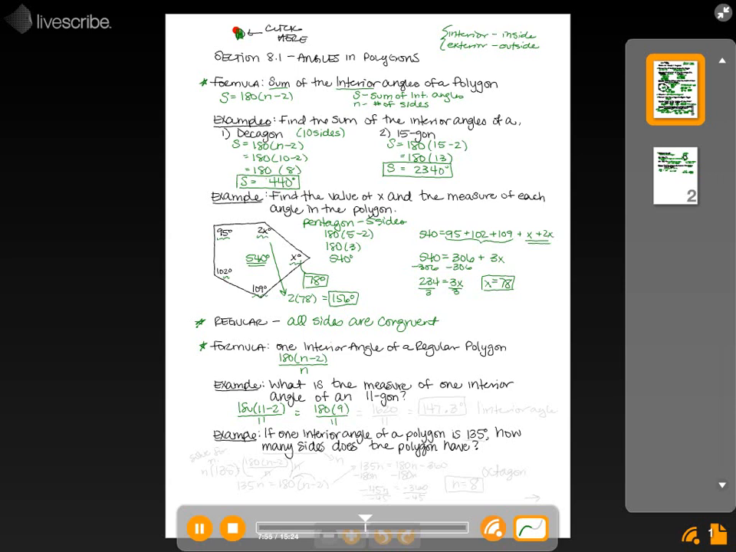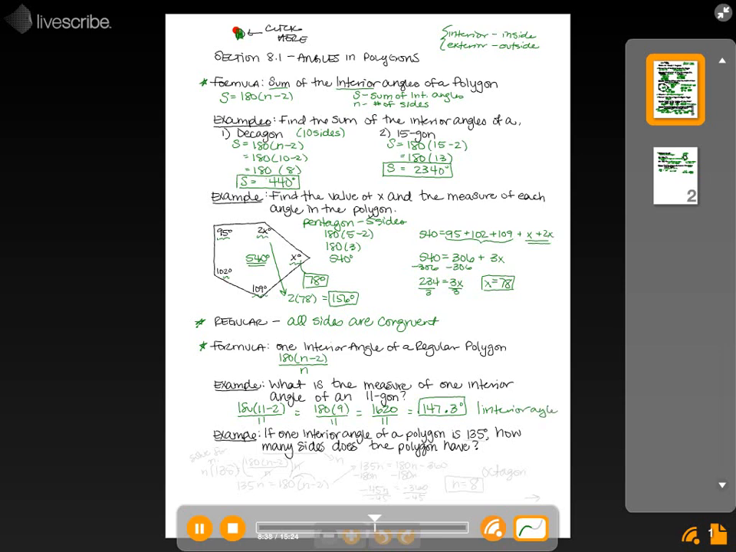Now notice that the top changes. That numerator in the set of parentheses, that number is going to change, but the denominator does not. It stays what n originally is. It stays 11. 180 times 9 is 1620. That's still divided by 11. And then when we divide 1620 by 11, we get 147.3. Now I rounded up. It's really 0.272727 repeating. So we rounded it up to 3. And that would be the measure of one interior angle.